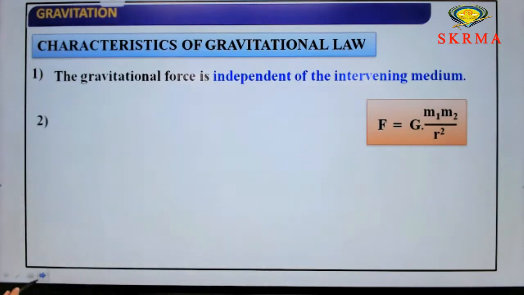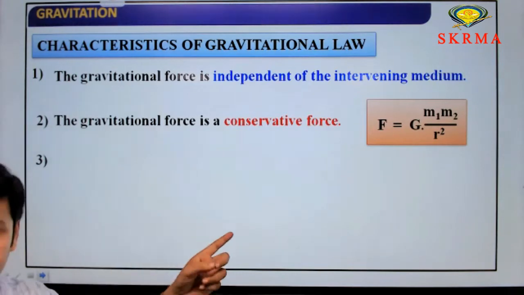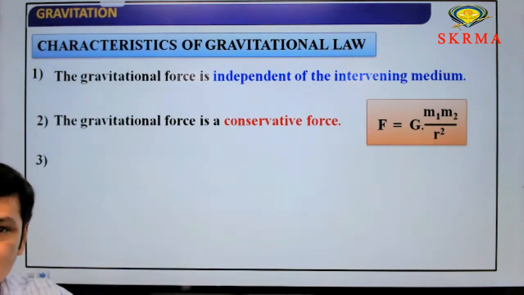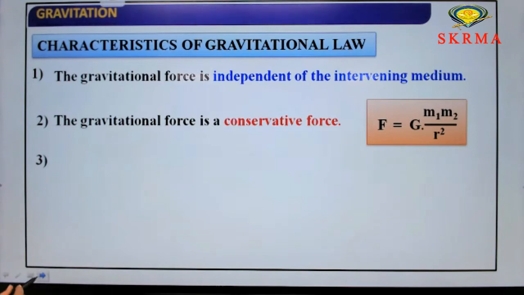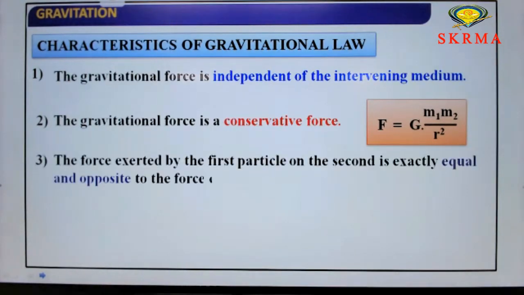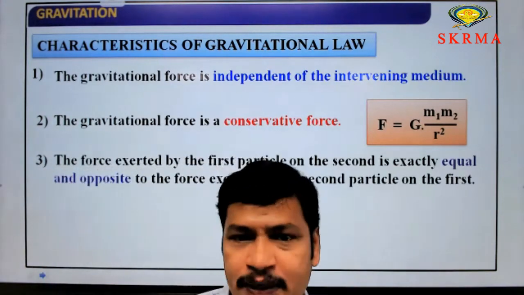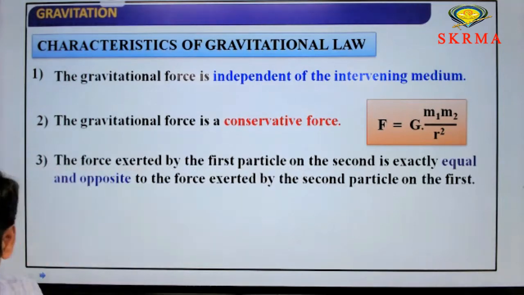The second characteristic is that the gravitational force is conservative. We discussed what is conservative: the net work done by a conservative force is 0. Such forces are called conservative forces. Next, the force exerted by the first particle on the second is exactly equal to the force acting on the first particle due to the second, but they act in opposite directions. That is also a basic property.